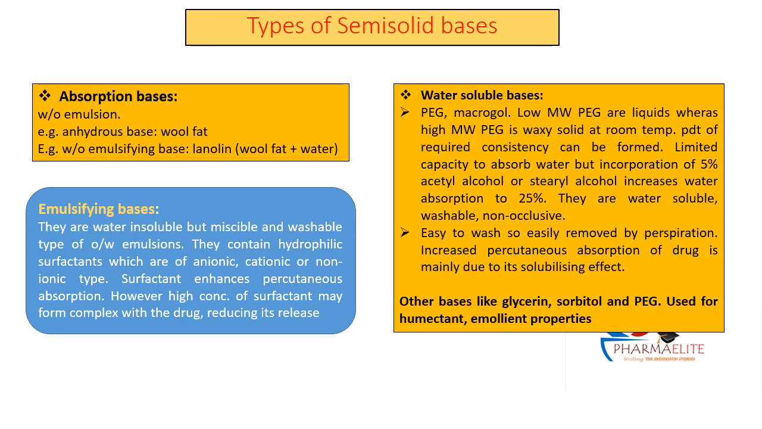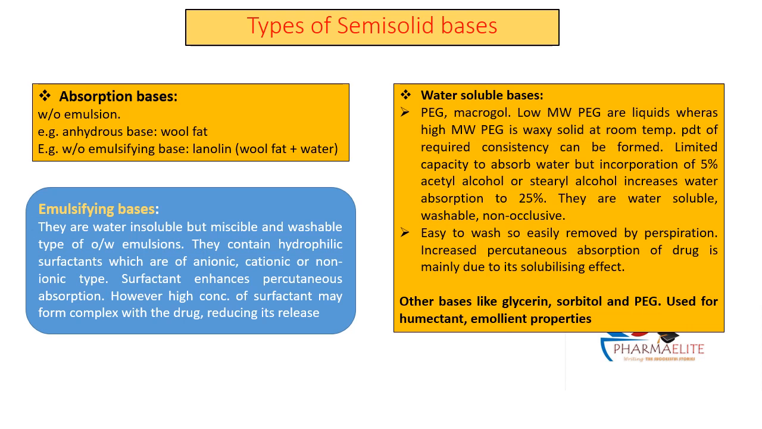Talking about the last type, which is your water soluble bases. When it comes to water soluble bases, it basically includes your polyethylene glycols and macrogols. Don't forget this, your polyethylene glycol and macrogol are water soluble bases. Even if you just remember these examples, it's enough. Your low molecular weight polyethylene glycols are liquids, while your high molecular weight polyethylene glycols are waxy solids. So polyethylene glycol, your PEG, comes in different grades. PEG 400 comes, PEG 4000 also comes. It's available in different grades.